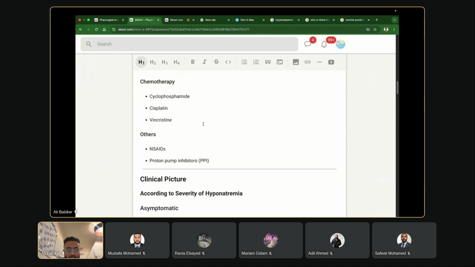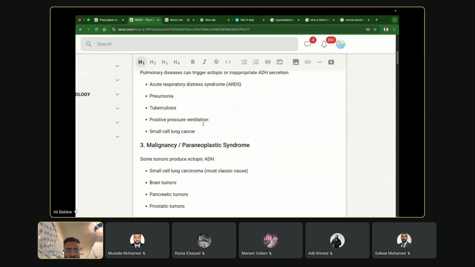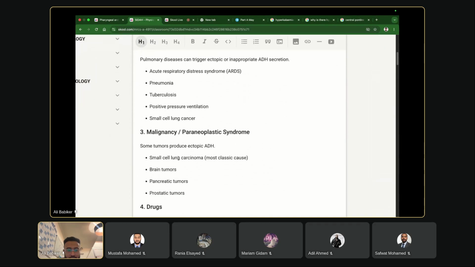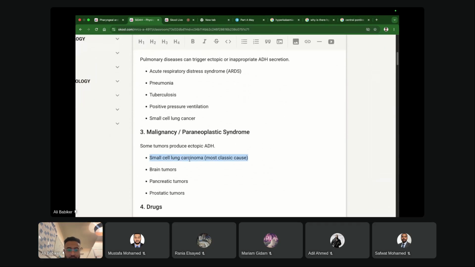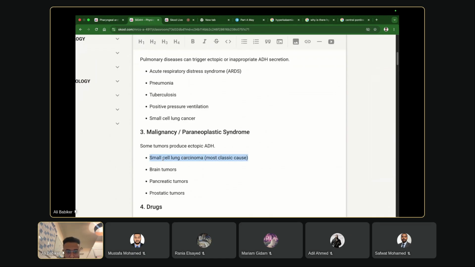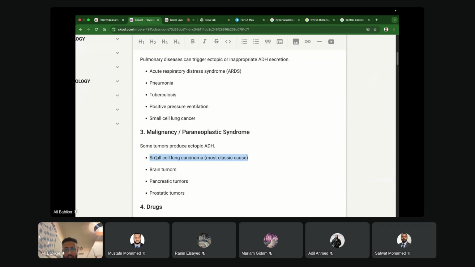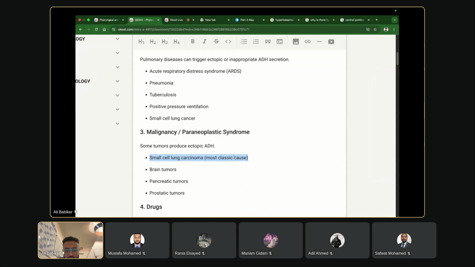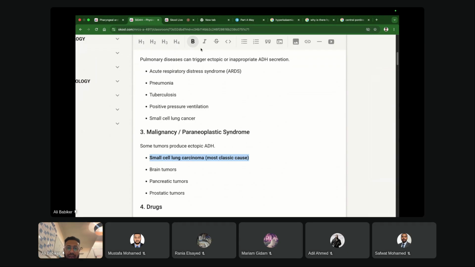Let me see, where did I write it? Malignancy, paraneoplastic syndrome, small cell lung carcinoma. This is very important because they will give you small cell lung carcinoma and they will give you squamous cell carcinoma. Squamous cell carcinoma is very common with hypercalcemia. So just memorize this one here and read the rest.